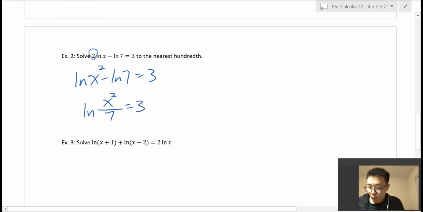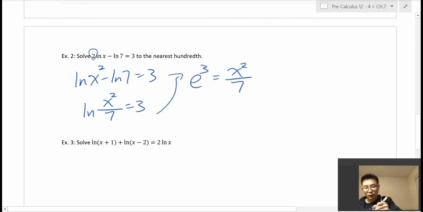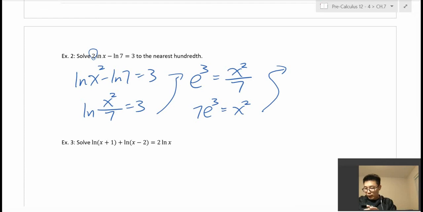Okay, and now we can change this into exponential form. Remember, this is base e. So it's going to be e to the power of 3 is equal to x squared over 7. Again, this is simply base e. And now we can solve for x by multiplying both sides by 7. So 7e cubed is equal to x squared. And now you just need to square root both sides. So 7 times e cubed, and then square root that.